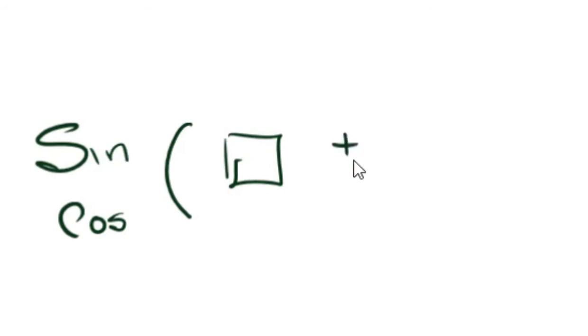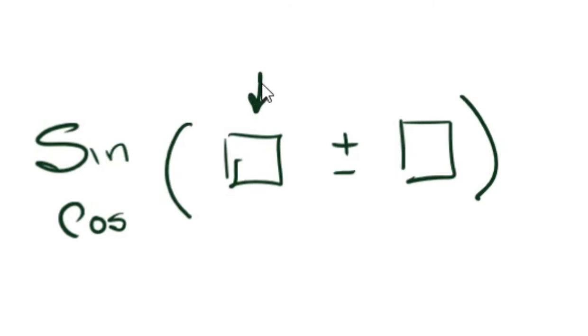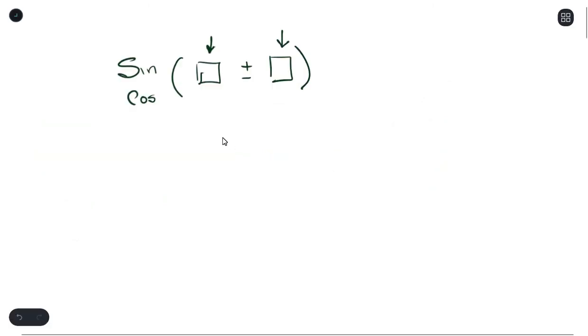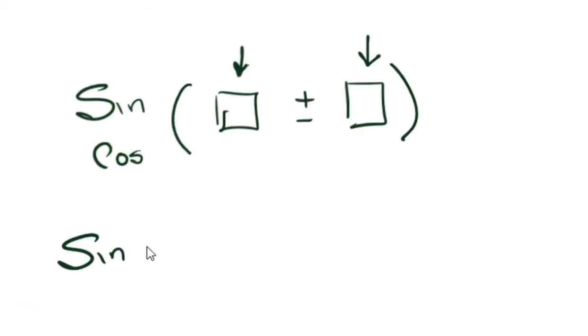Another identity that you need to learn is compound identities. The concept works in such a way that you have sine or you have cos, and in the bracket there is something plus or minus something, and you close the bracket. As long as you can fit something in here and something in here, it works as a compound identity.